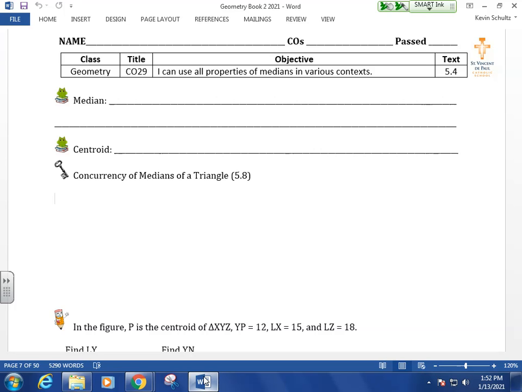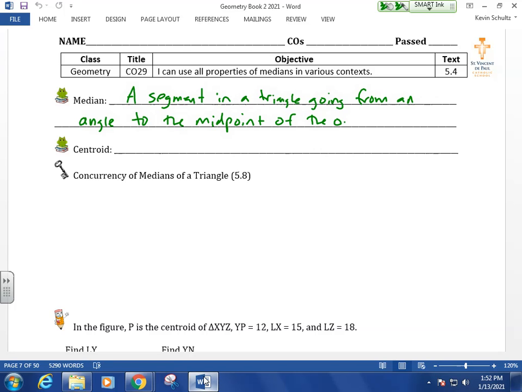found with the point of concurrency of the three medians. And a median is a segment in a triangle going from an angle to the midpoints of the opposite side. Okay? It is a segment in a triangle going from an angle to the midpoint of the opposite side.